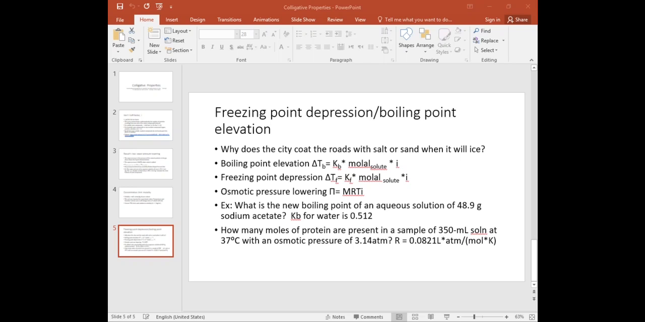Okay, so I'm going to do 48.9 divided by 82. 0.596. I keep a couple of decimal places. I keep a handful. I don't worry about significant digits really until the very end.